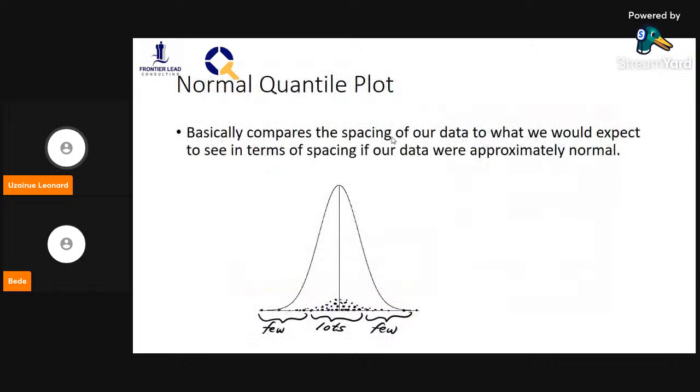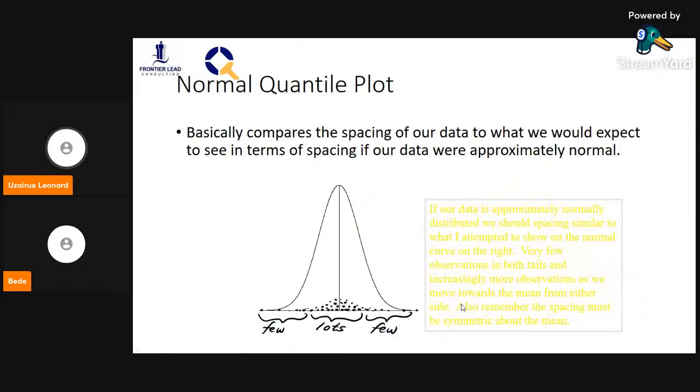Now, the next thing that we'll look at is how your normal quantile plot looks, or what we also refer to as a probability plot. Basically, you can see here there are few data, all these dots. There are few here. Then you can see a lot here. Then you see few here. So that's what brings about this kind of dome shape.